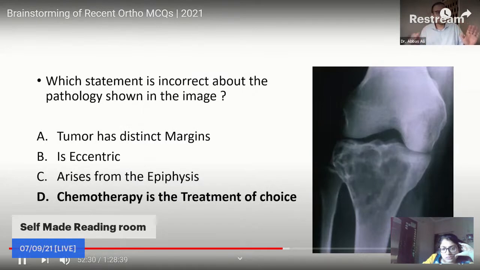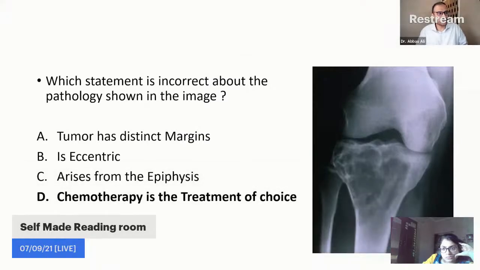Yes, excellent. Okay, listen. Tell me. What is the diagnosis first? Tell me what is the diagnosis. The diagnosis is, yes, the diagnosis is giant cell tumor. So giant cell tumor diagnosis.